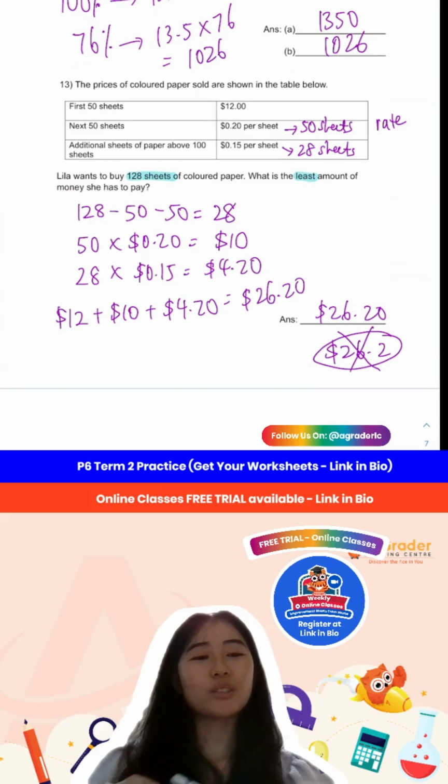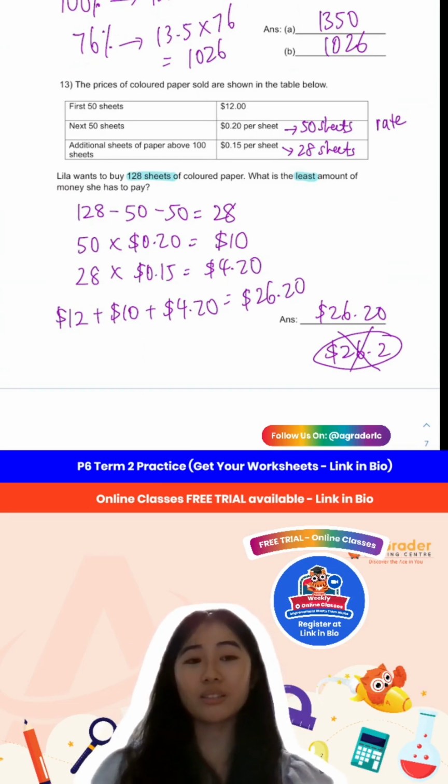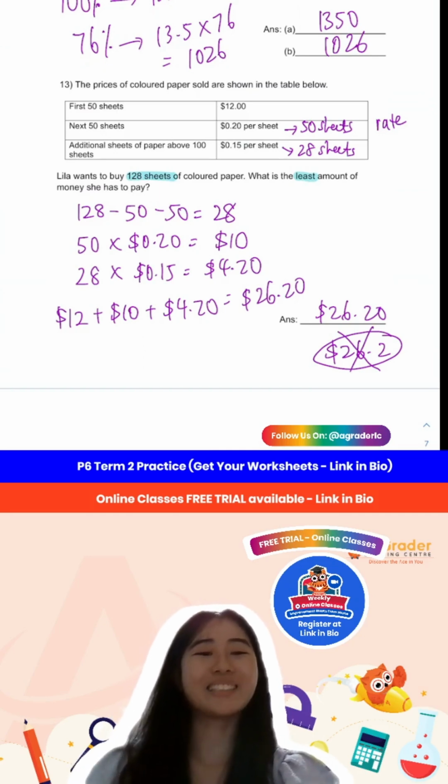Okay, so whoever doesn't have a calculator, you need to go and buy one, right? Because you need to use your calculator in PSLE. So please go and buy a calculator.